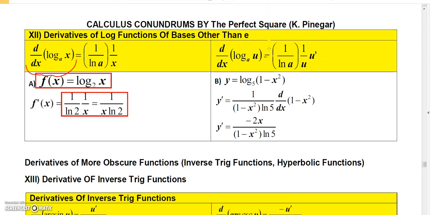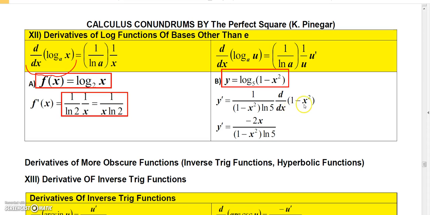So if I wanted you to find the derivative of the log of 1 minus x squared base 5, well, the 1 minus x squared would be your u. You would do 1 over u, so you do 1 over 1 minus x squared, and then you'd multiply it by 1 over natural log of 5, the 1 over natural log of the base. But then you would have to multiply that by the derivative of 1 minus x squared.